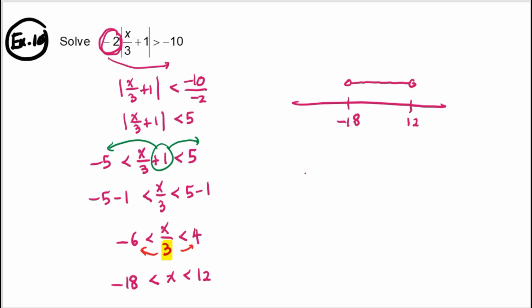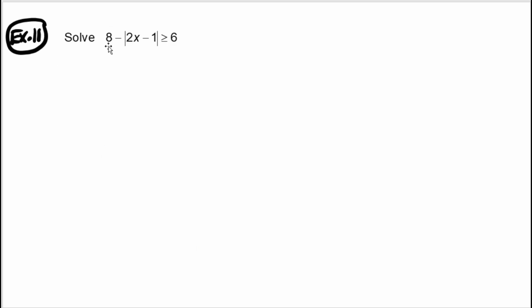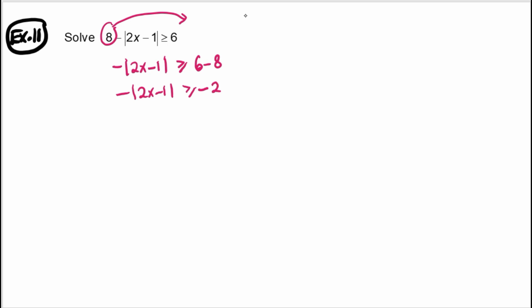Now let's go to this one. What if we have something like this? We have to bring 8 to the right side together with 6. We have negative 2x minus 1 greater than or equal to 6 minus 8, so negative 2x minus 1 is greater than or equal to negative 2. Now I want to remove this negative, so I will have 2x minus 1 less than or equal to 2. I multiply by negative 1 on both sides, so the symbol will change.